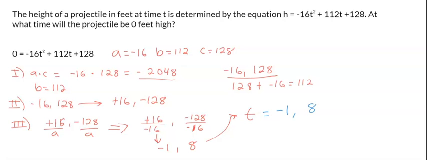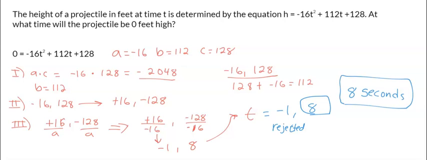But since it's a real world problem, time cannot be in negative seconds. So we reject the negative 1, and we accept the positive answer, which is 8 seconds. So the time that the projectile will be at 0 feet high is 8 seconds. And that's the answer to that problem.